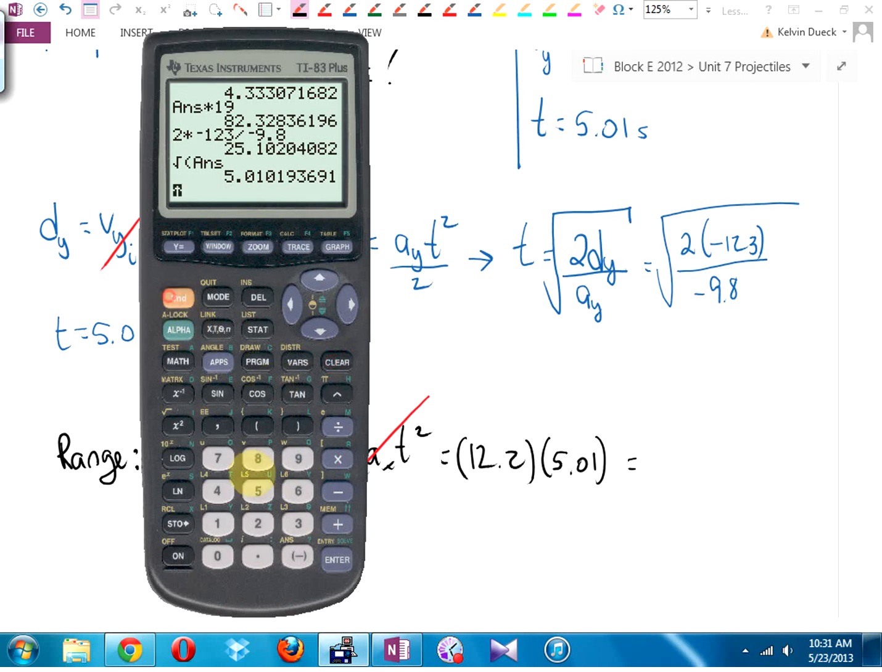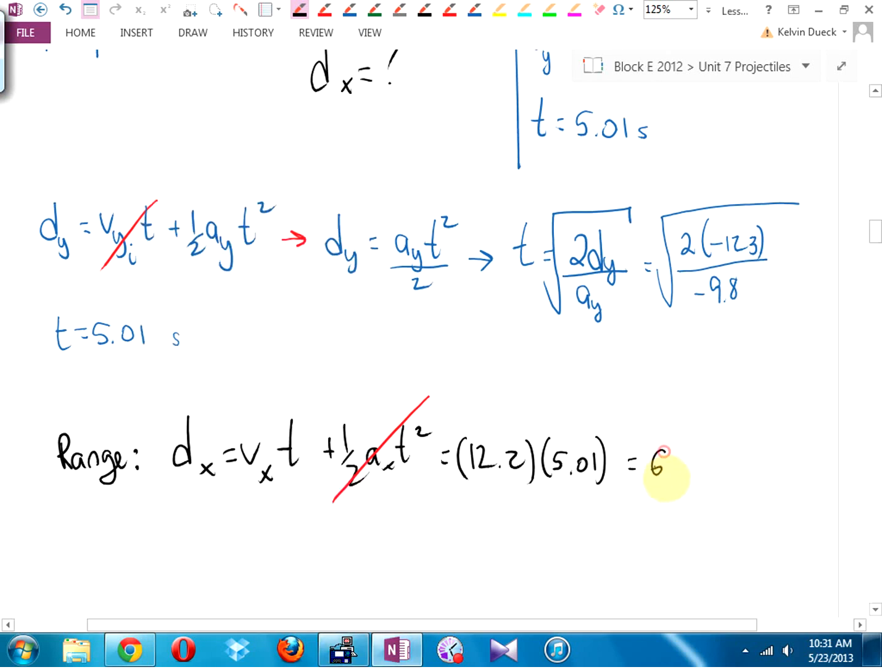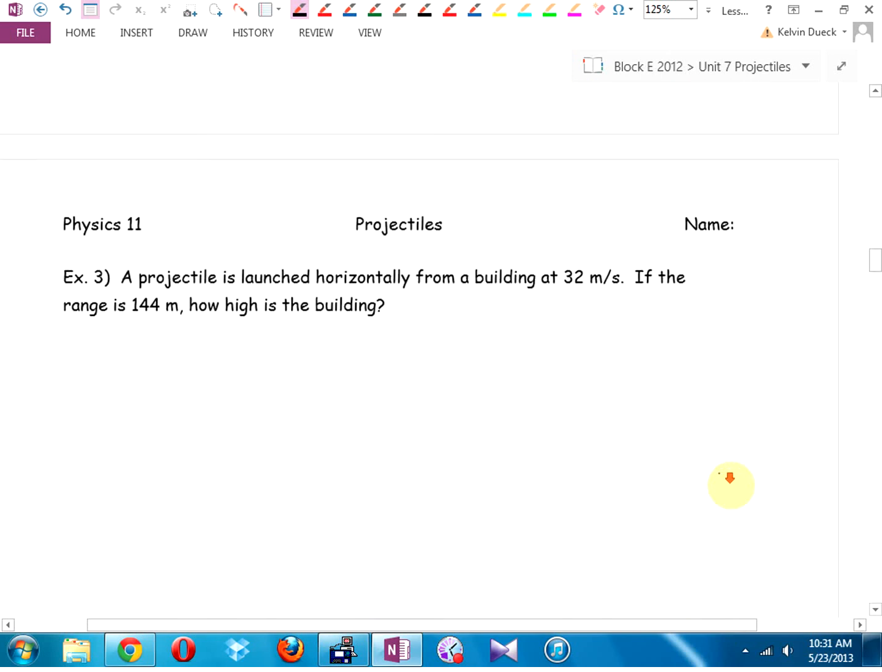Let's get clever. Answer times 12.2. 61.1 meters. This is the thrust of today's topic, today's lesson. All it means is I can give you different pieces of information, but our approach is going to be the same. Hey, let's try the next one.